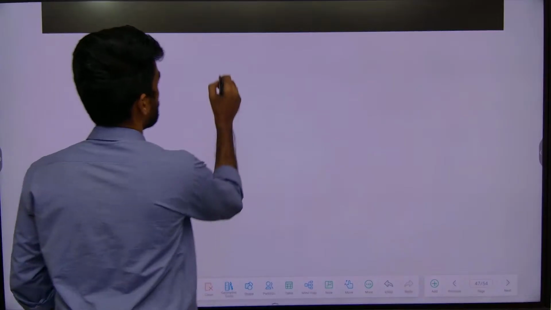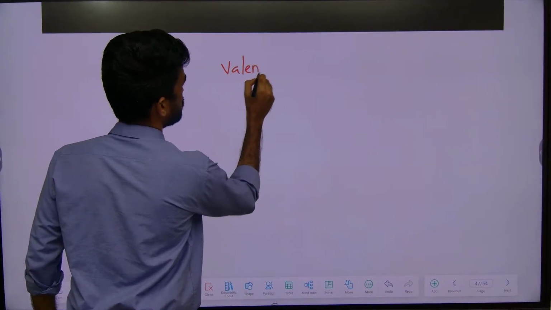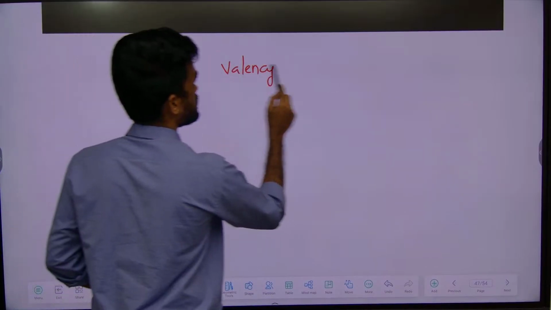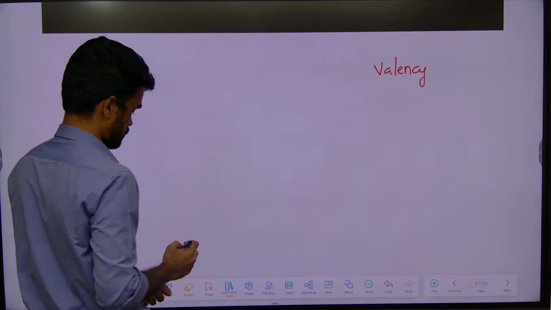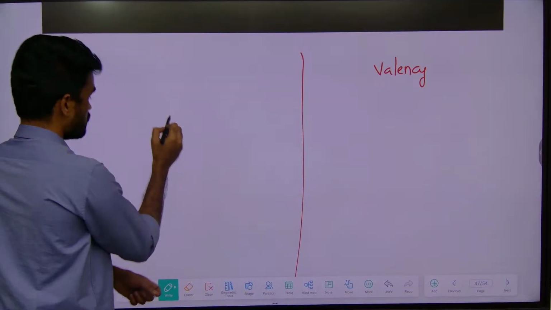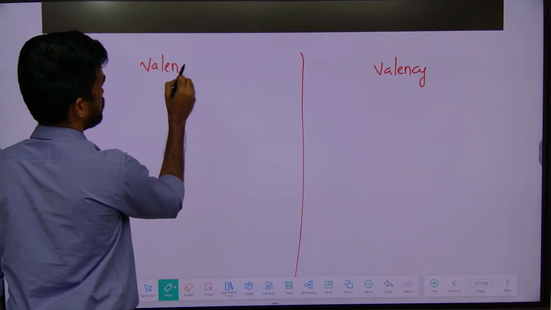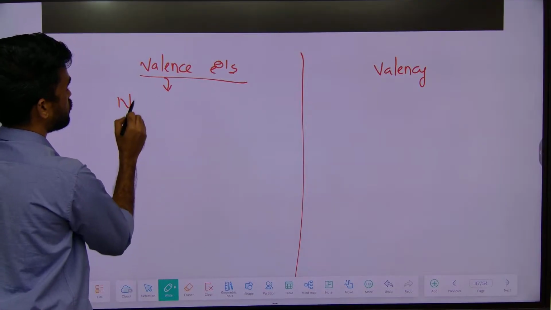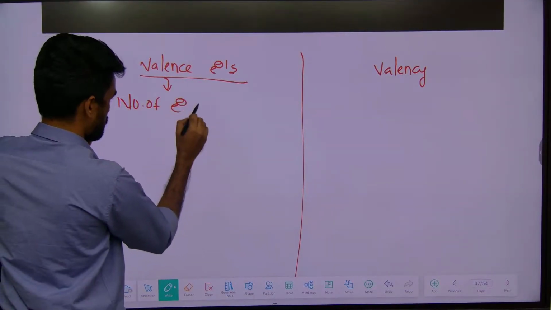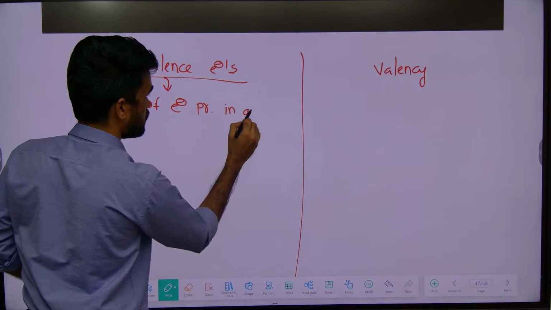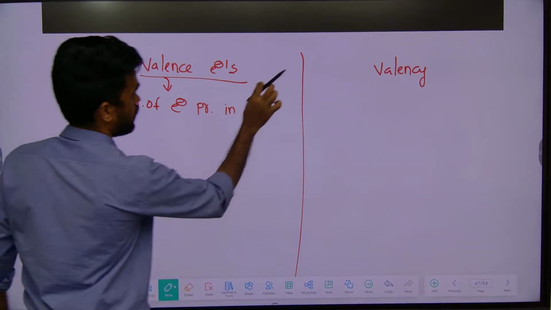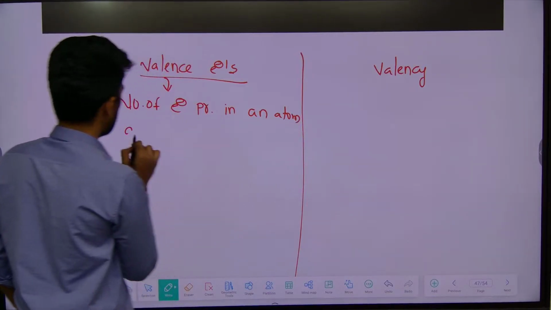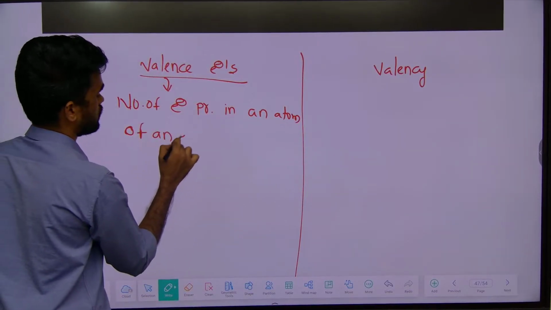Next, one last term is valency. What I'm saying is valency, and one more term is there, that is valence electrons. Both have some difference. Valence electrons: the number of electrons present in an atom of an element.